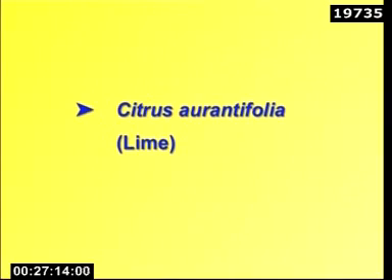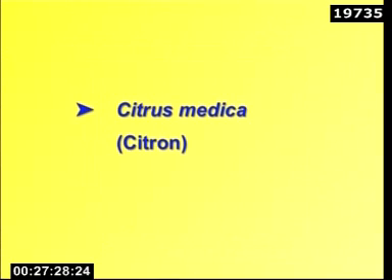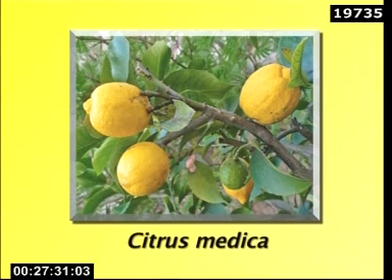Another species is the Citrus aurantifolia or the common lime. It's used for culinary purposes and for flavoring jams, jellies, marmalades and alcoholic drinks. Citrus medica or citron fruit is mainly used for pickles. The peel and the pulp are made into marmalades and other preservatives.